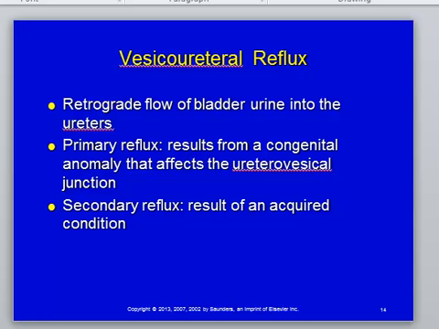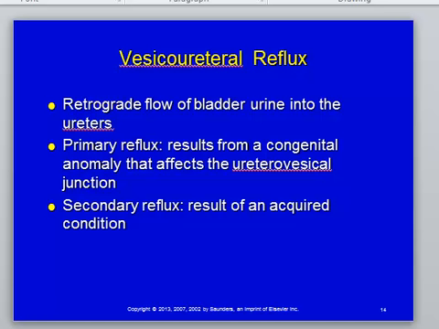Now we're going to be talking about vesicoureteral reflux. And just remember of the anatomy that there's a wave-like mechanism at the junction of the ureter and the bladder, which prevents urine reflux into the ureters. So as urine fills the bladder or as the bladder contracts during voiding, pressure in the bladder occludes the opening to the ureter, so we don't have reflux.